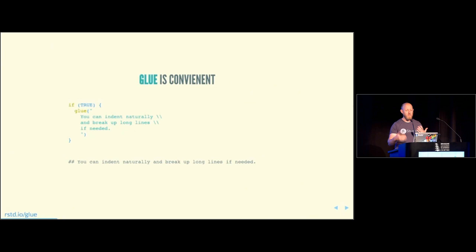There are also some convenience features in glue. The first is that the first parameter to glue, the string that you want to print, is always trimmed to the shortest indentation, and this allows you to indent the string naturally in the rest of your code. If you were doing this without this feature, these lines would have to be all the way over to the left, and it would make your code harder to read.